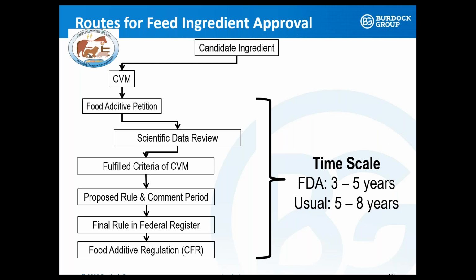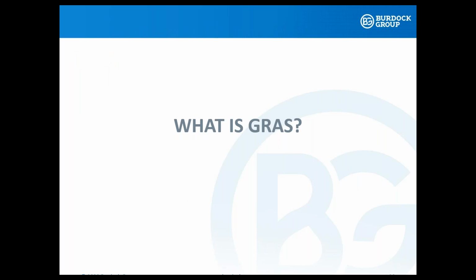And I think a thing on the right to notice is that it takes, well, FDA says 3 to 5 years, but usually from our experience, the whole process to approval takes about 5 to 8 years. So be prepared for a wait. So what is GRAS?